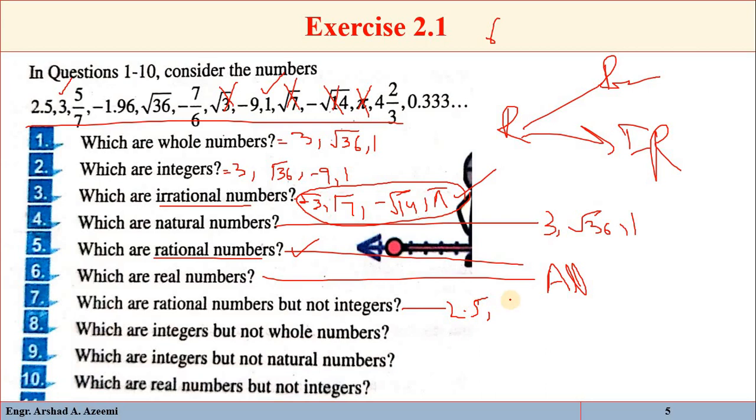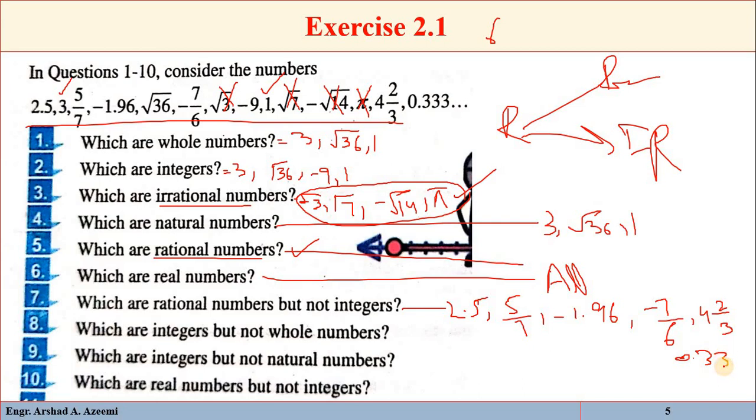Also we have 5 by 7, we have minus 1.96, we have minus 7 by 6, and 4 2 by 3, and 0.33. These are rational numbers but not integers.